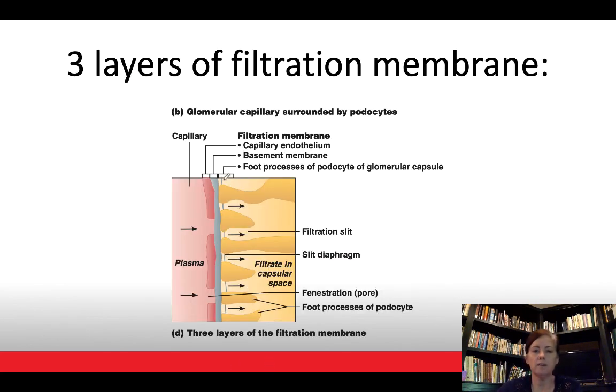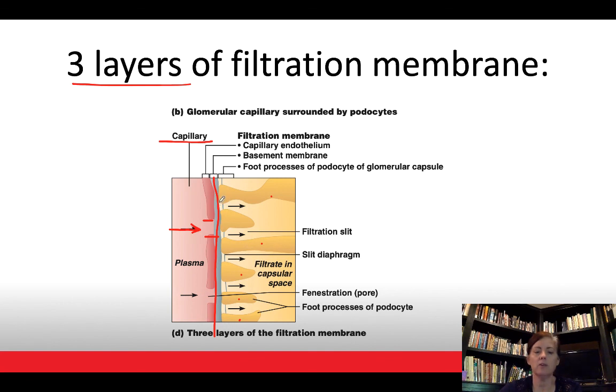Okay, so in a slightly different view here, this shows us the three layers of that filtration membrane. Here's our capillary, and we know, again, it's fenestrated, so here's a pore in that fenestrated capillary. Substances are going to move from the bloodstream in that capillary. They're going to travel through that pore. They're going to travel across this structure in blue here, which is the fused basement membrane. And then we can see here's our foot processes here and here, the foot processes of the podocytes.